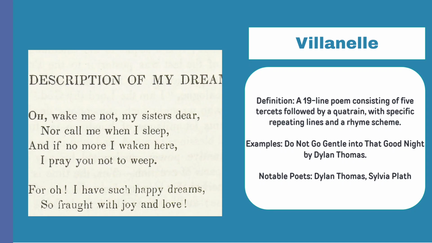Now we are going to learn about the villanelle. A villanelle is a 19-line poem that consists of five tercets followed by a quatrain, with specific repeating lines and a rhyme scheme. One of the famous examples of a villanelle is the poem by Dylan Thomas, "Do not go gentle into that good night." Other notable poets of the villanelle form include Dylan Thomas and Sylvia Plath. You can refer to the poems of Sylvia Plath or Dylan Thomas to know what a villanelle is.